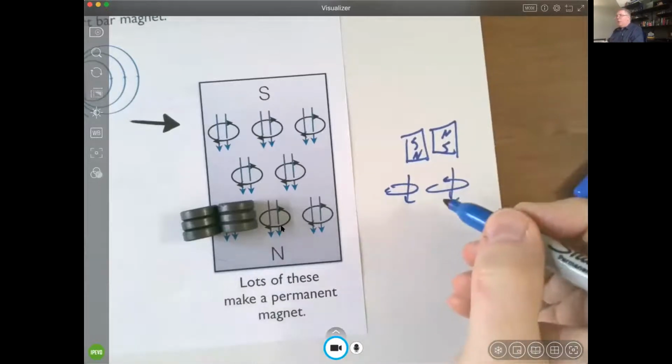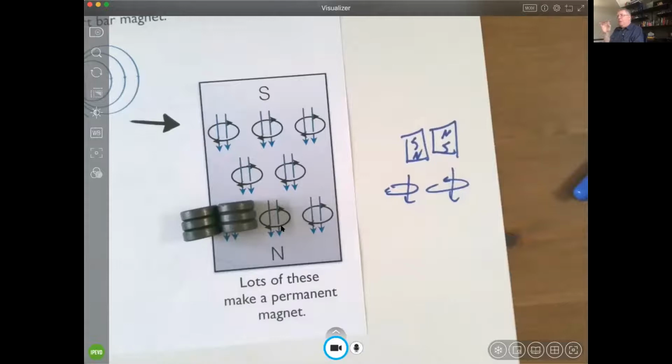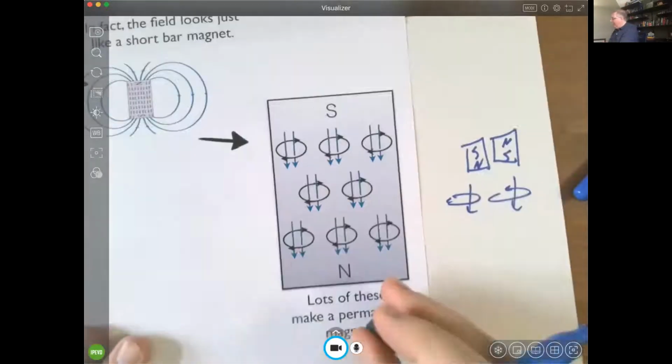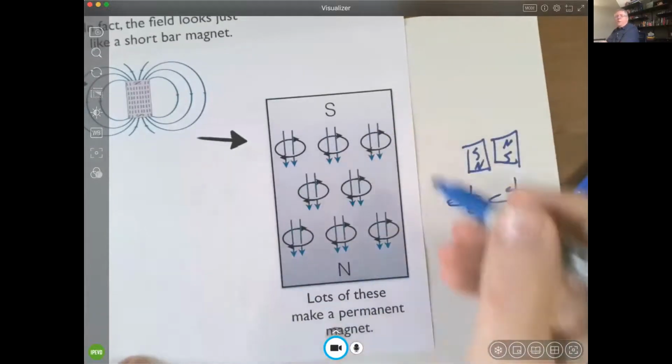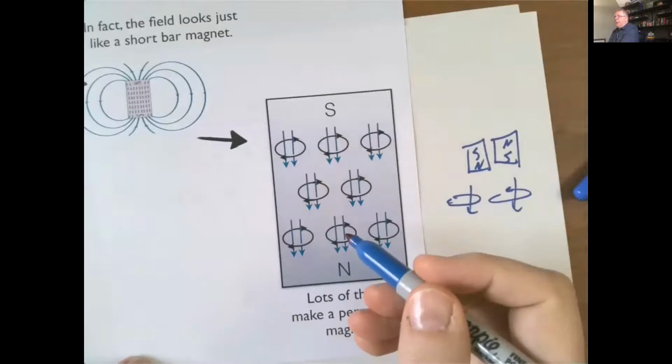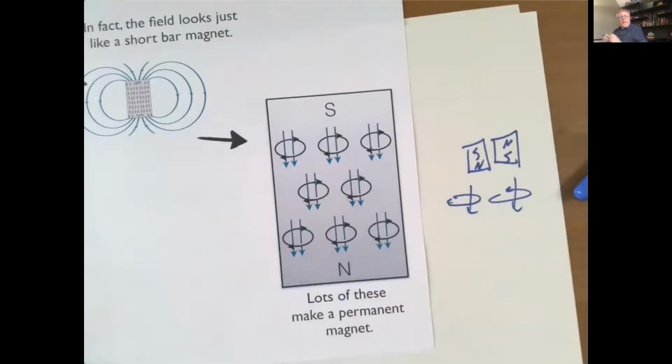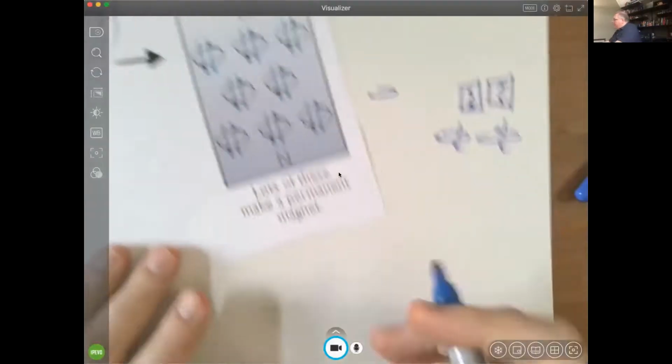And that's how you can get a piece of iron, or a piece of steel, which is made of iron. How you make it magnetic is you get all their spins lined up in the same direction, and then you have a magnet. That's what a permanent magnet is: a piece of iron where all the spins have been set up to point in the same direction. So that's the whole idea behind what is called ferromagnetism.